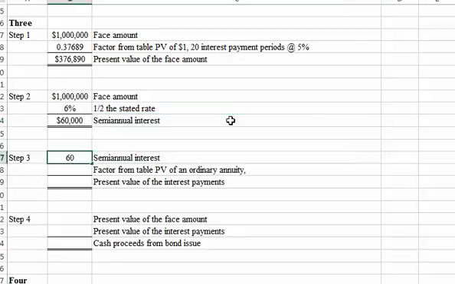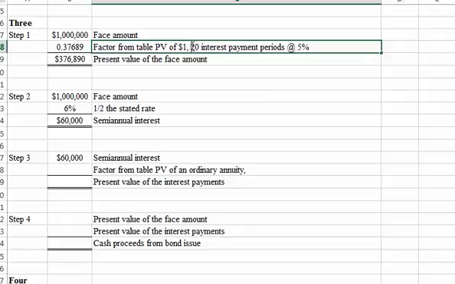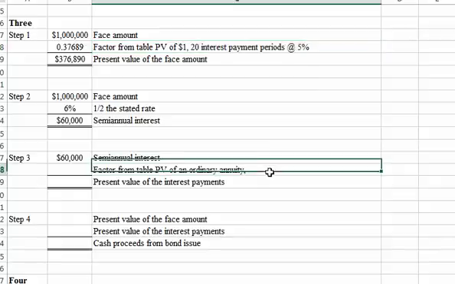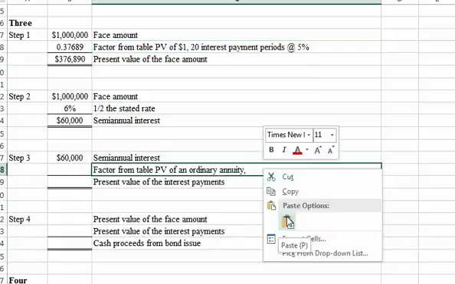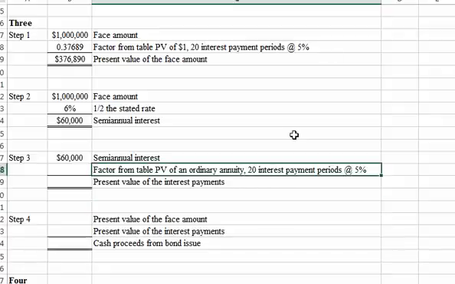Well, we'll say 60,000. Now we're still going to use these 20 interest payment periods at 5%, the same thing we used above. And I think you see how we get that, right? The bond term is 10 years. Interest is payable twice a year, so that's 20 interest payment periods. We always use the market or effective rate in our present value calculations. You use the stated or contract rate in determining how much interest they'll pay annually or every 6 months.